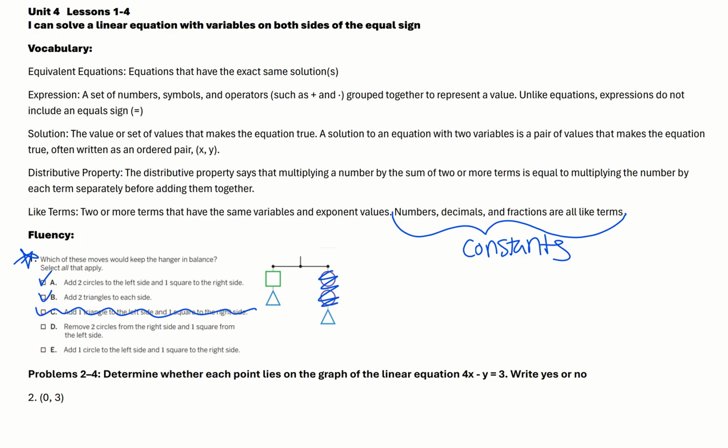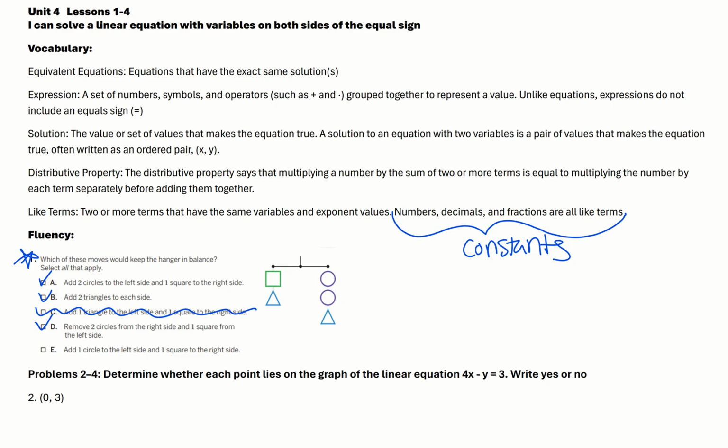Remove 1 square from the left side. All right, that is balanced because it's a triangle equal to a triangle. So yes, that is balanced. Okay, and then the last one says add a circle to the left.